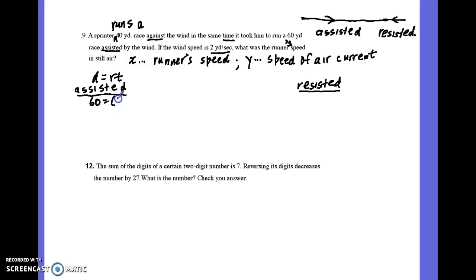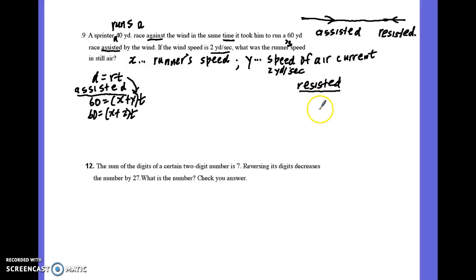And since he's assisted, his speed will be faster. X plus y would be his speed, and then times time would be that equation. Now they told us right up front that the wind speed is 2 yards per second. So y in this case is 2 yards per second. So we can write 60 is equal to x plus 2 times the time.